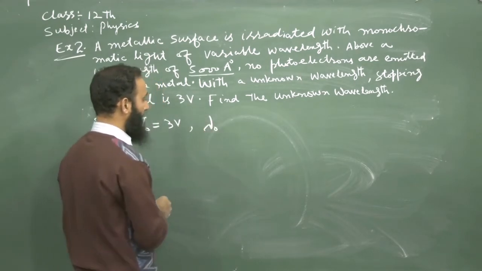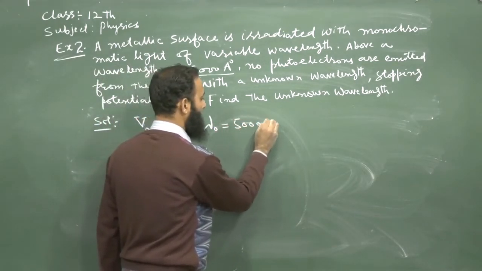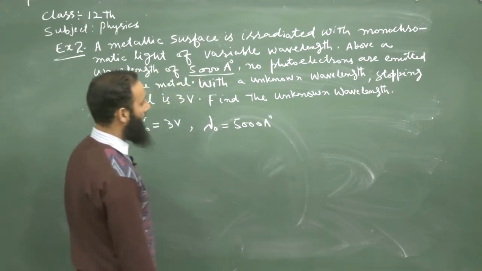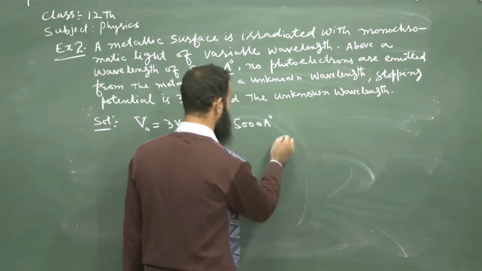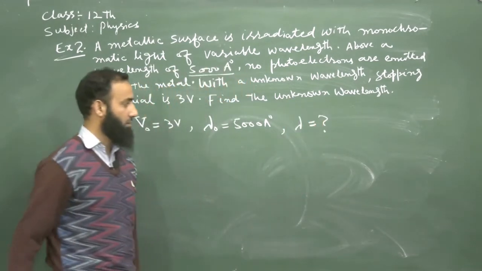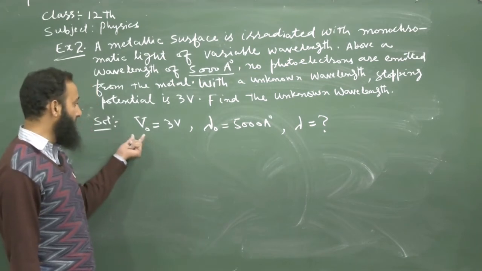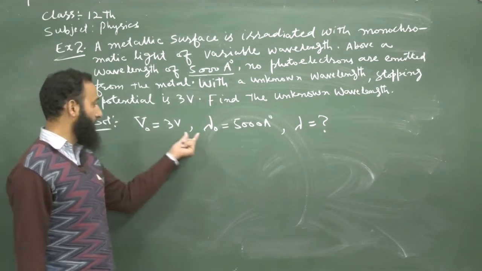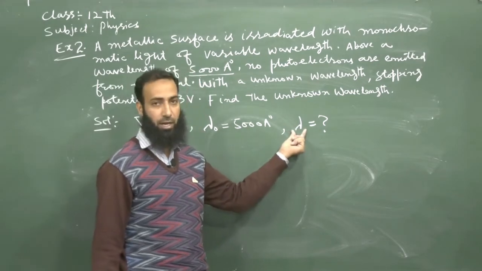We have been given the threshold wavelength, that is 5000 angstroms. Now we have to calculate the wavelength of the incident radiation. Let us suppose the wavelength of the incident radiation is lambda, and we have to calculate this. Now we will determine a relation in which the stopping potential, threshold wavelength, and the wavelength of the incident radiation are related to each other.